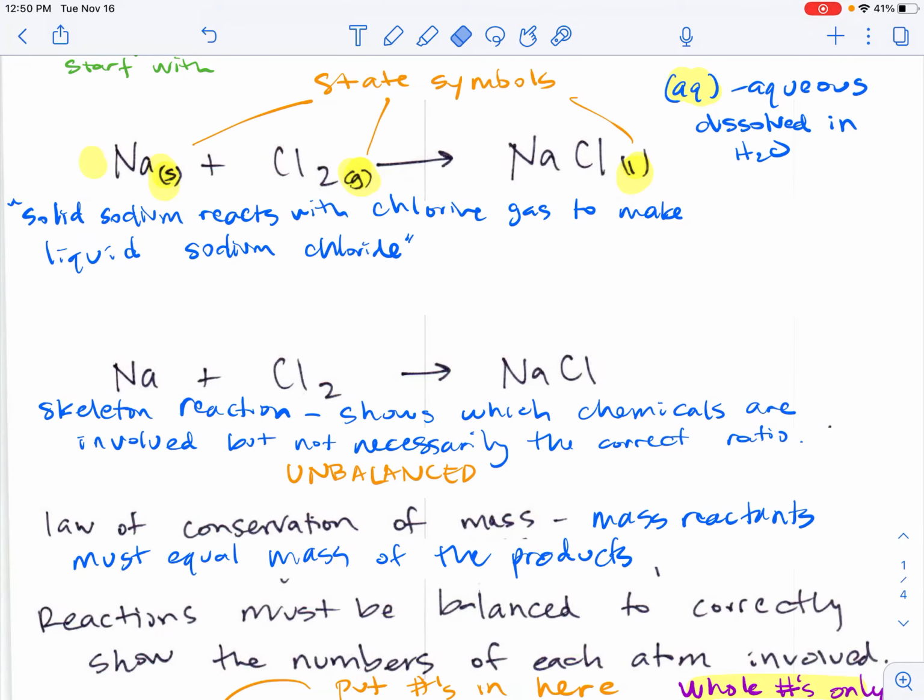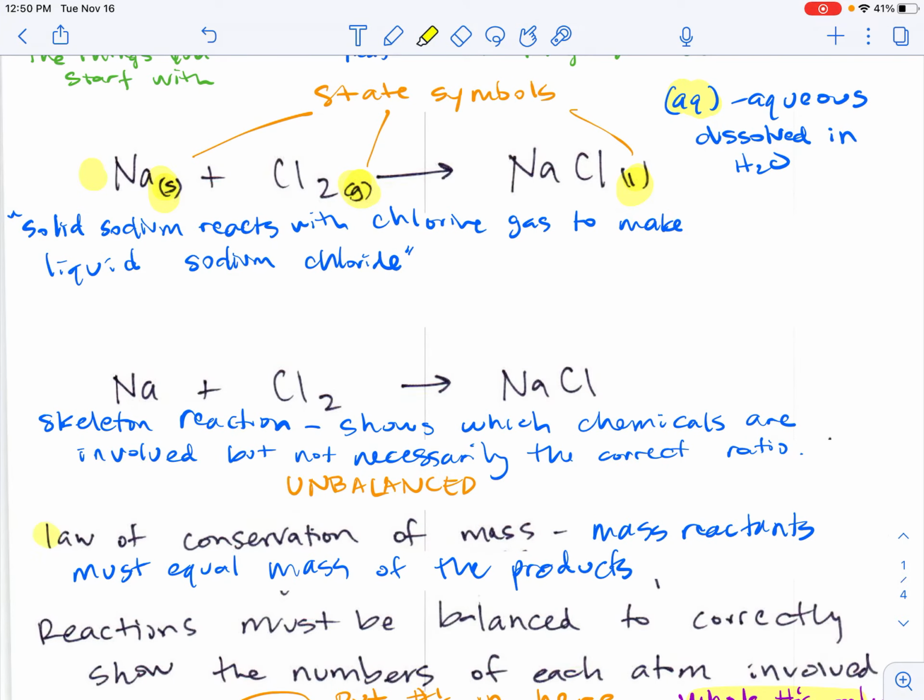Balancing reactions addresses something very critically important called the law of conservation of mass, which means that the mass of the reactants must equal the mass of the products. The problem with this reaction is that I start with one sodium and end with one sodium, and that's super cool, but I start with two chlorines and only end with one chlorine, and that's technically impossible. I just can't make one chlorine go nowhere.